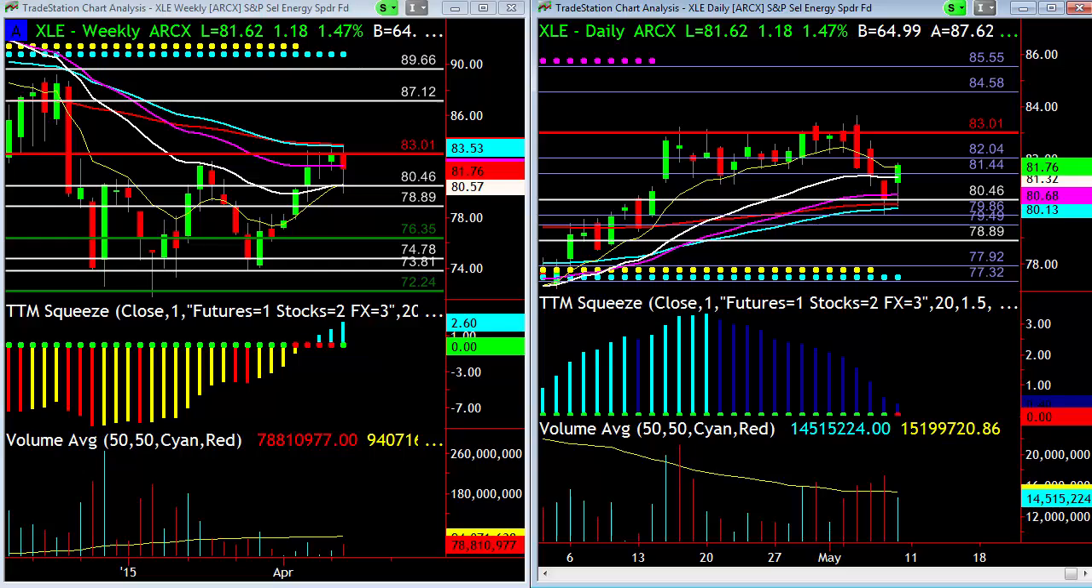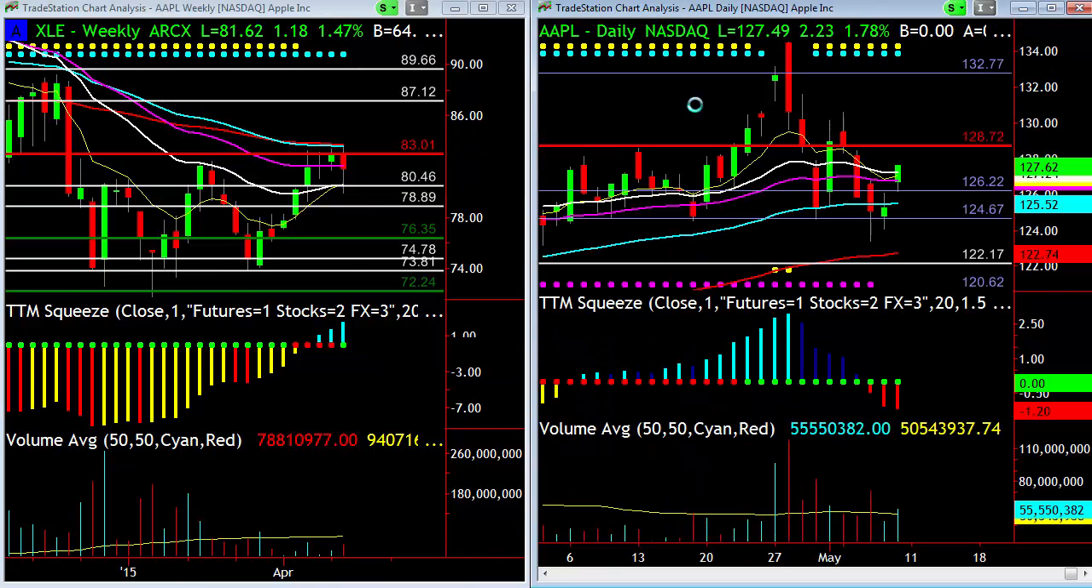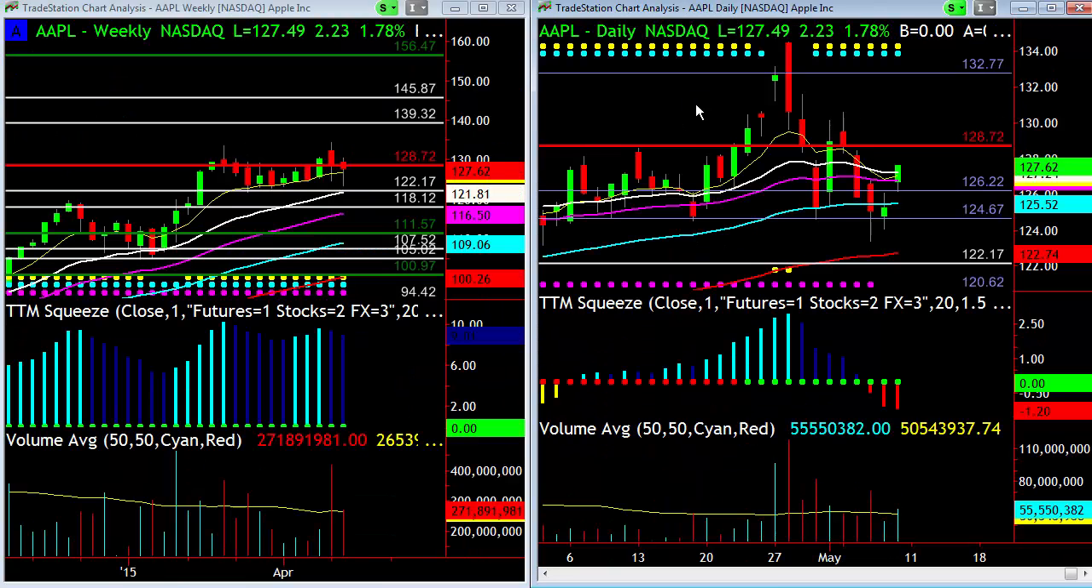And in terms of other bigger picture stuff, if we just take a look at a couple of key stocks here, let's take a look at Apple. Apple here, weekly chart looks great. I mean, you can't argue with that. It just needs to digest.